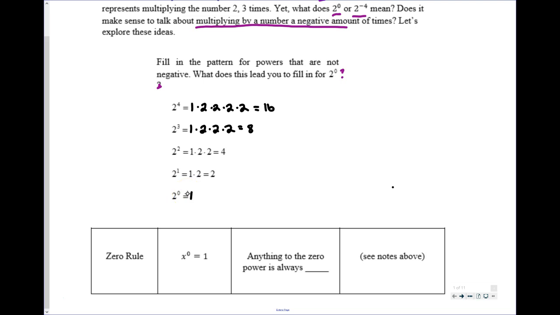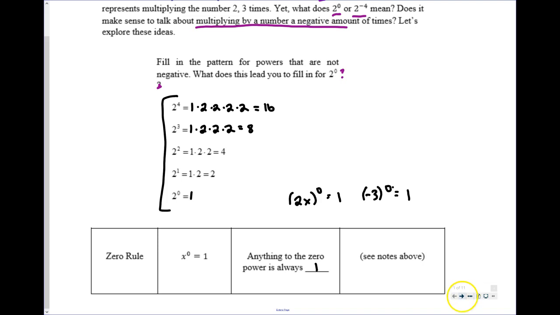So we call this the 0 rule, the 0 property, which says that anything to the 0 power is always 1. And I mean anything. If I have something like 2x to the 0, it equals 1. If I have negative 3 to the 0, it equals 1. Anything to the 0 power will always equal 1 because of this pattern right here. All right? So this is a nice rule. This is an easy rule. Just anything to the 0 power, you put a 1. So that's the first rule of 0.